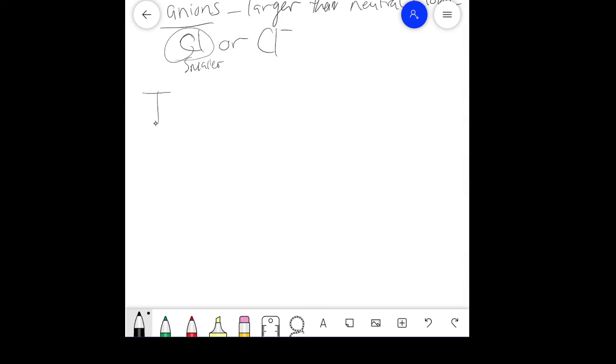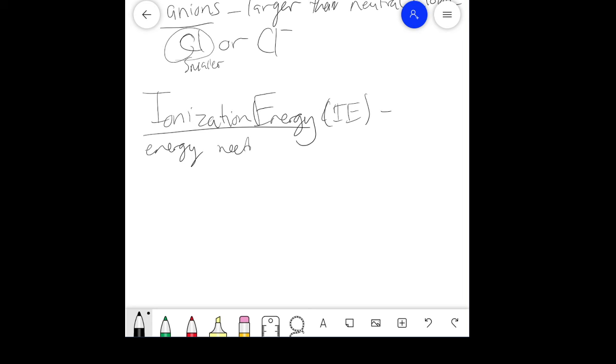Now we have ionization energy. I do not like spelling the word energy. It's a weird word. Okay, which can also be abbreviated to IE. Ionization energy is the energy needed to remove electrons from an atom. So there's different states of electron energy. We're going to make this simple since we're in 10th grade chemistry and just do the first one.